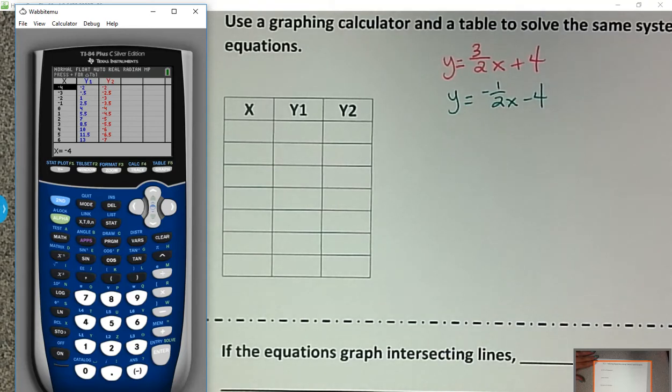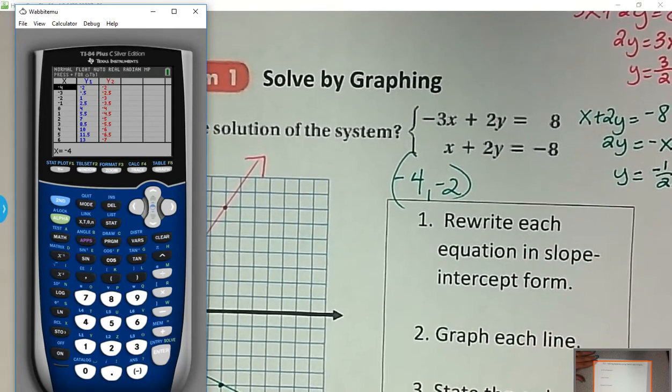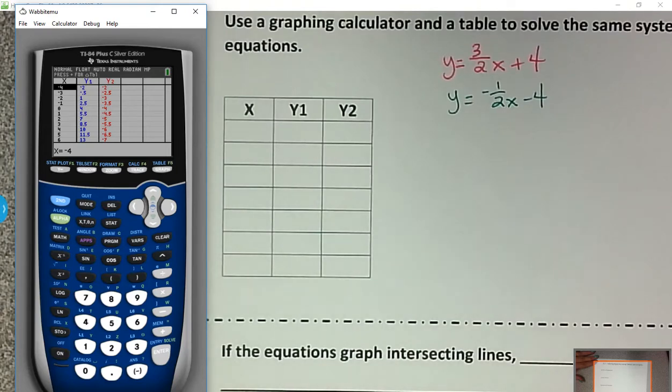So if you're going to use a table, you have to figure out where your y values are the same in both columns. So looking here, your solution is (-4, -2), because the y values are the same. Gives us the exact same answer we got when we did it by graphing over here. This is just another option.